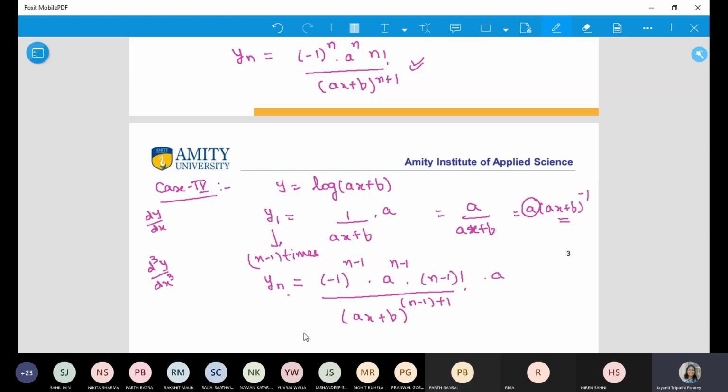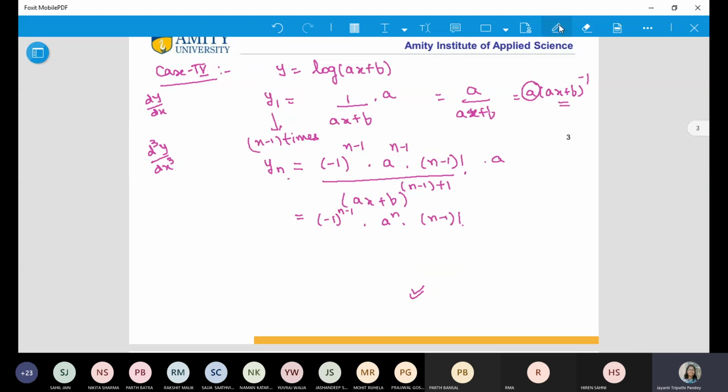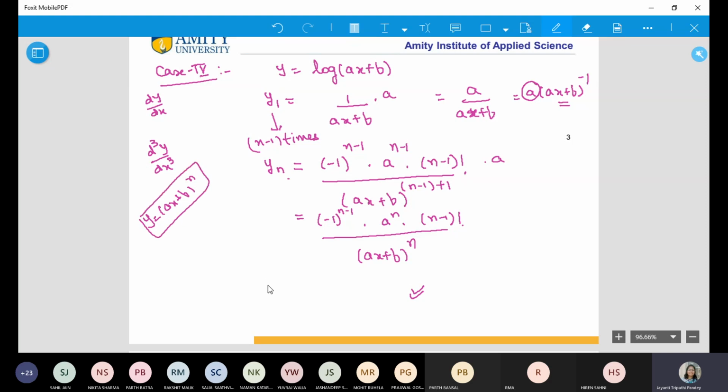Yes, ma'am. Now just club it up. So you are getting this: a to the power n, factorial n minus 1, divided by ax plus b to the power n. So you can use the same formula to devise different aspects, different results. Is this okay? One formula is understood. What we did, we only took this and tried to get all possible aspects of this. Okay?